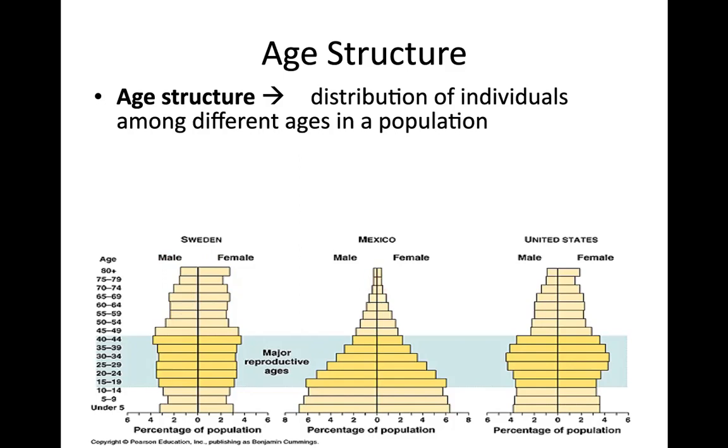In Mexico, you see a huge difference. You just look at what this graph implies. You have a very large population of young people, but as you go over in age, it's almost exponentially smaller. You have very, very few individuals that reach the age of, say, 70 plus. And then in the United States, you have something that's kind of in between Sweden and Mexico. You have a very large population in the reproductive age range.